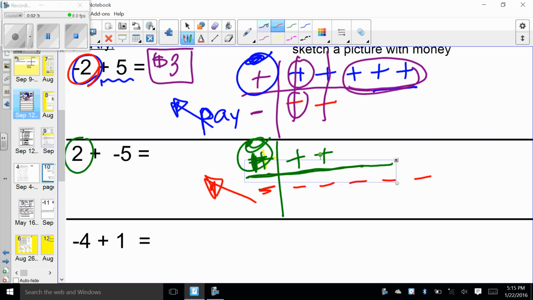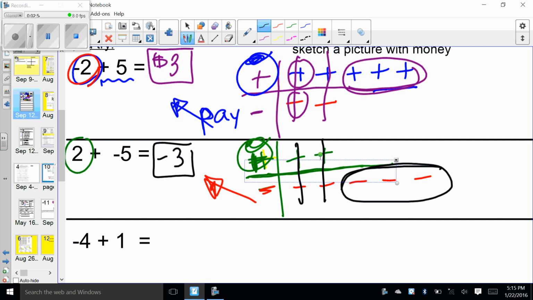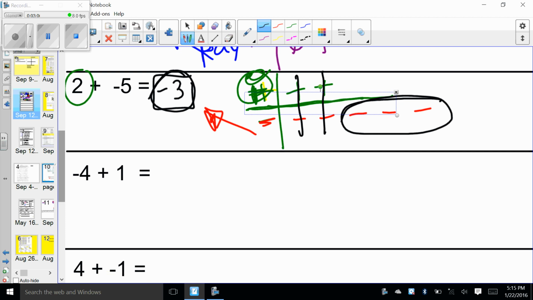So if I have $1 in the bank and I take $1 out, it washes away. If I have $1 in the bank and I take $1 out, it washes away, leaving me with a problem. I need to take $3 more out of the bank, and I don't have any money in the bank to take out. So I'm at what we call in the red, or -3 in the red.